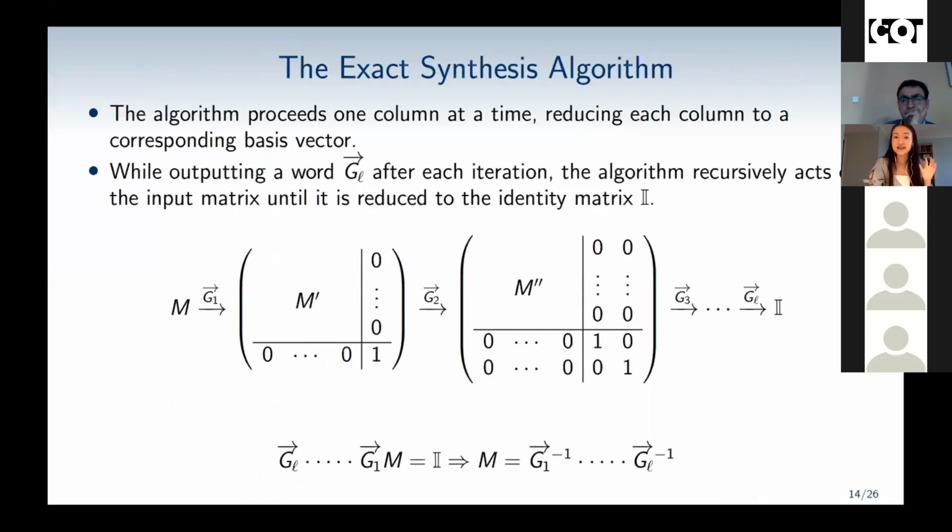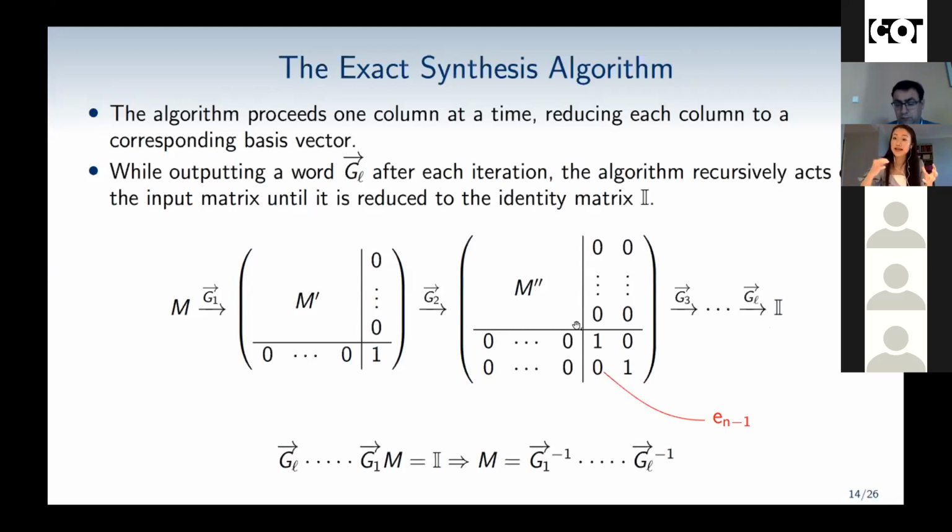In a nutshell, the algorithm works column by column. It always starts from the rightmost unfixed column and will send this column to the basis vector En, and then it will move on to the next column. It will send this one to En minus 1. So by iteratively reducing the columns to the corresponding basis vector, we were able to send this input M into the identity while outputting a sequence of generators at each step of reduction. And for those of you from computer science, this is just a process of reverse engineering.